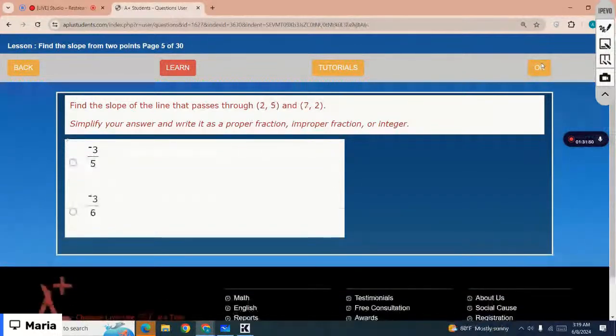Find the slope of the line that passes through the point 2, 5 and 7, 2. So which is the correct option? That is negative 3 by 5. Option number 1 is the correct option.